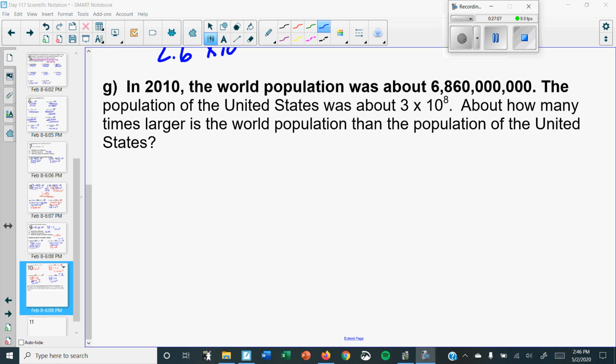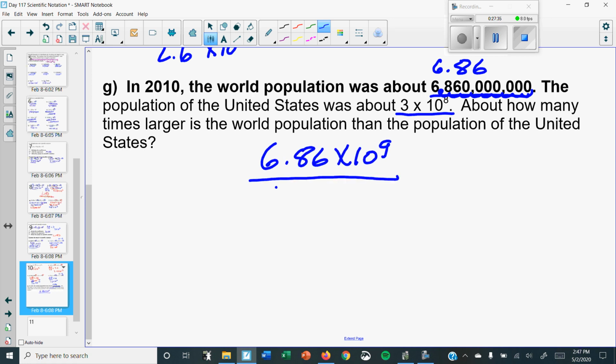Now, what's the problem? One's in standard form, one's in scientific notation. So which would you rather do? Why don't we turn the world population into scientific? So 6.86, and now let's see. 1, 2, 3, 4, 5, 6, 7, 8, 9. So we've got times 10 to the 9th. So 6.86 times 10 to the 9th divided by 3 times 10 to the 8th.